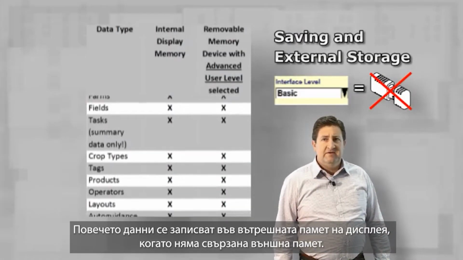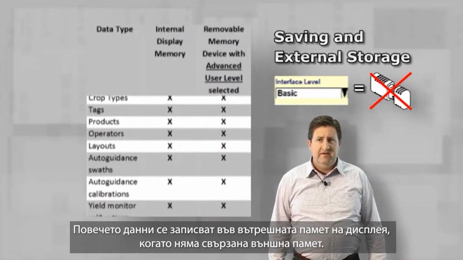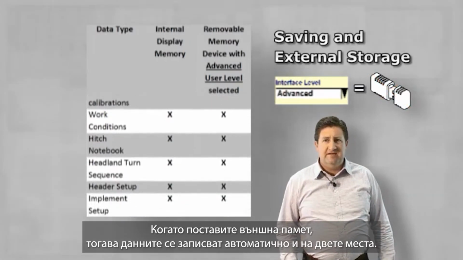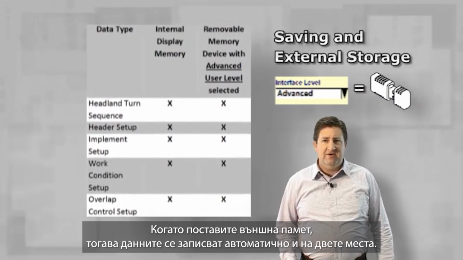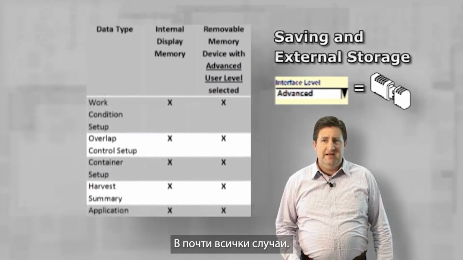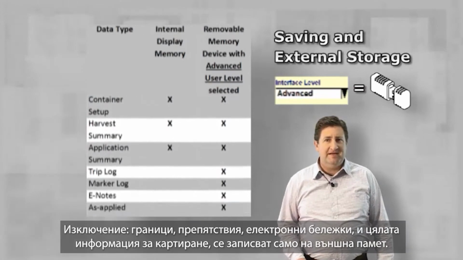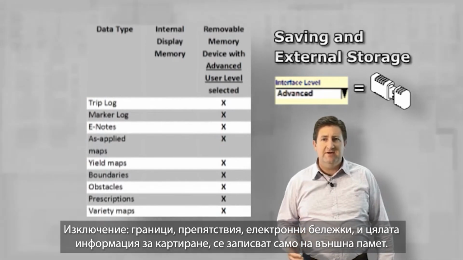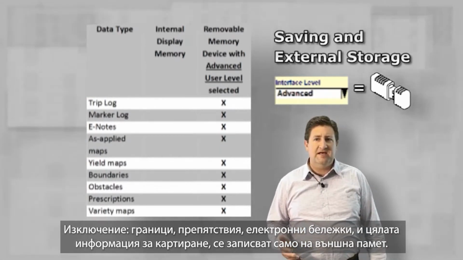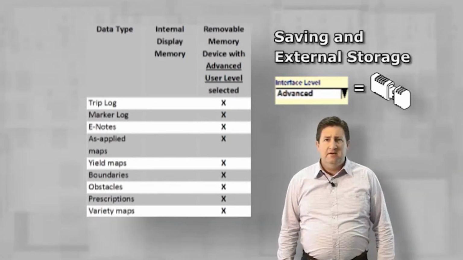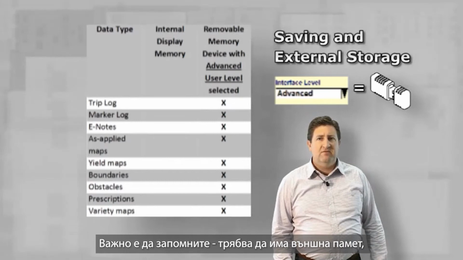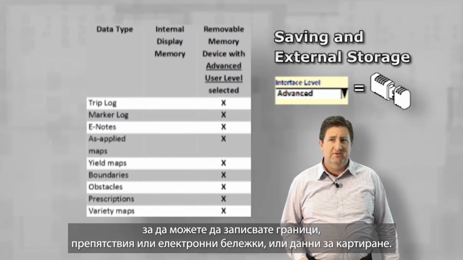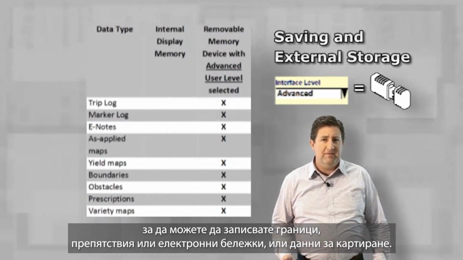Most of the data is saved on the internal memory of the display when there is no external storage device connected. When the removable storage is connected, then the data is automatically saved on both locations, in almost all cases. The exceptions are that boundaries, obstacles, trip logs, e-notes and all mapping data can only be saved to the removable storage. This is important to remember, that we must have the removable storage connected for it to be possible to record a boundary or obstacles, or to make e-notes or record mapping data, for example.